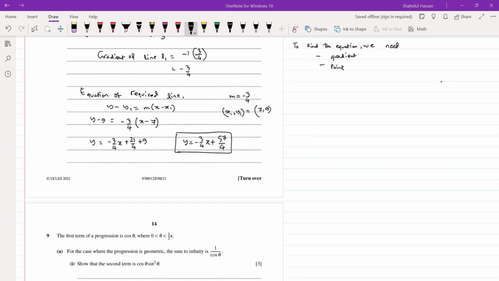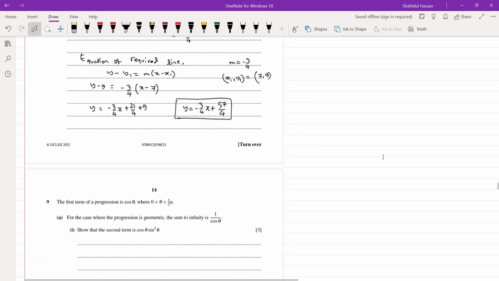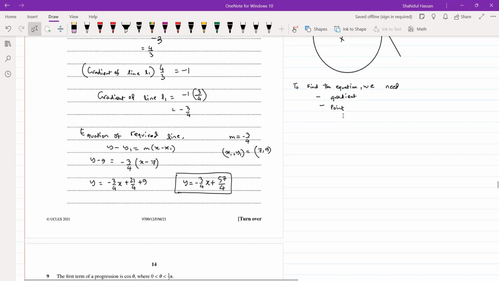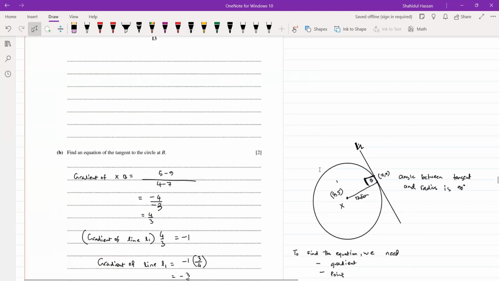All right, so y equals minus 3x by 4 plus 57 by 4. That's how we do question number, which question is it? Question 8.